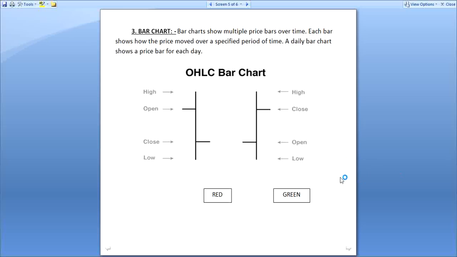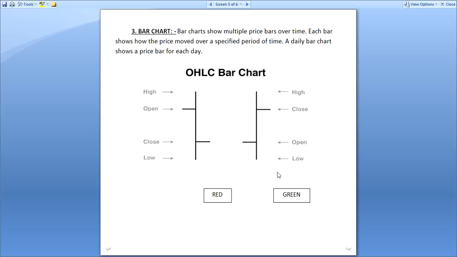Suppose in the OHLC chart the price opens, let's take it as 100. It opens at 100, goes up and makes a high of 110, then starts going down and makes a low of 50 rupees and closes at 70. It's just simple, just like a candlestick. No difference, only a body difference.